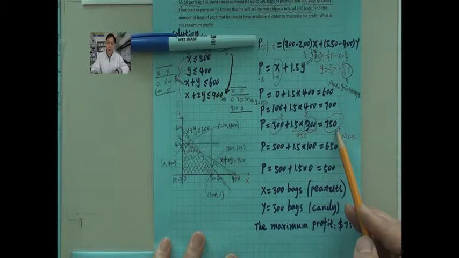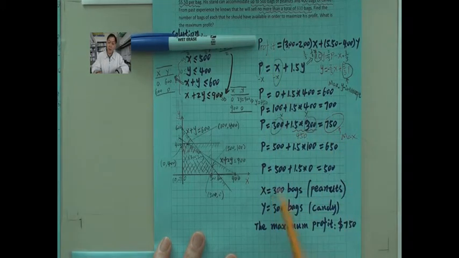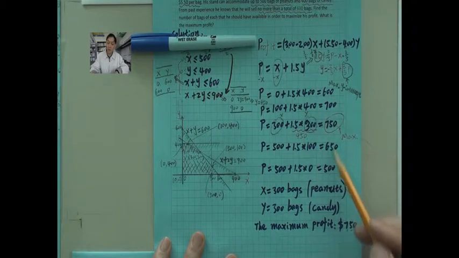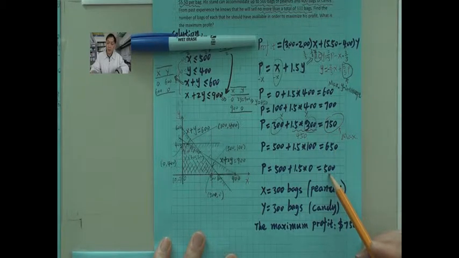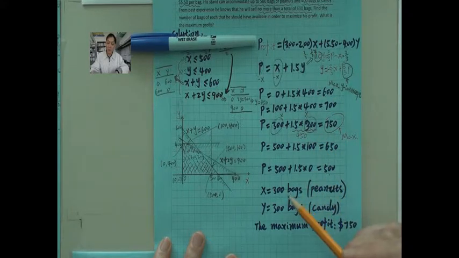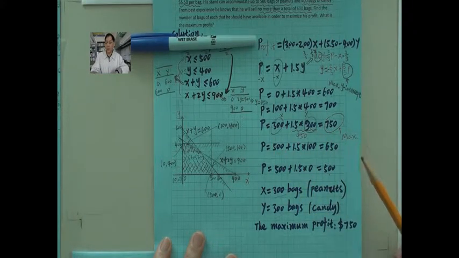So at which point the profit can be maximized, that should be when X is 300 and Y is also 300, because this is the biggest one among all those five numbers. Then here, by testing all those points, we find out X must be 300 and Y must be 302. Okay. And the maximum profit is $750. Then we would answer the maximum profit is 750.